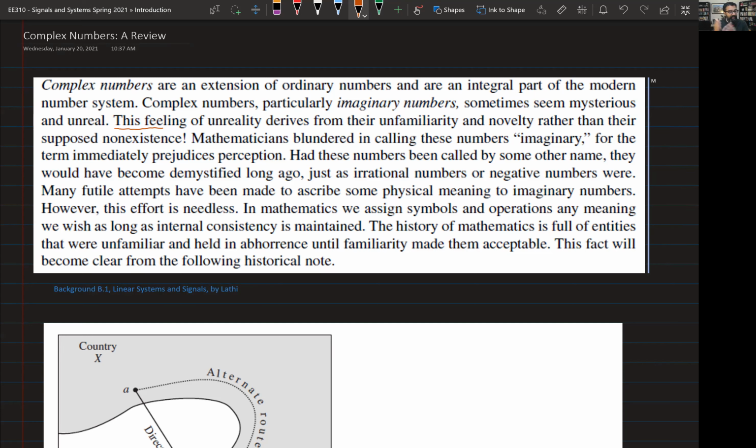वहां से पता चला कि यार there has to be something which is root -1, right? So you would need something like that. And the point is that in mathematics, we assign symbols and operations any meaning we wish, as long as internal consistency is maintained, right? So complex numbers are invented to ease us in many applications.